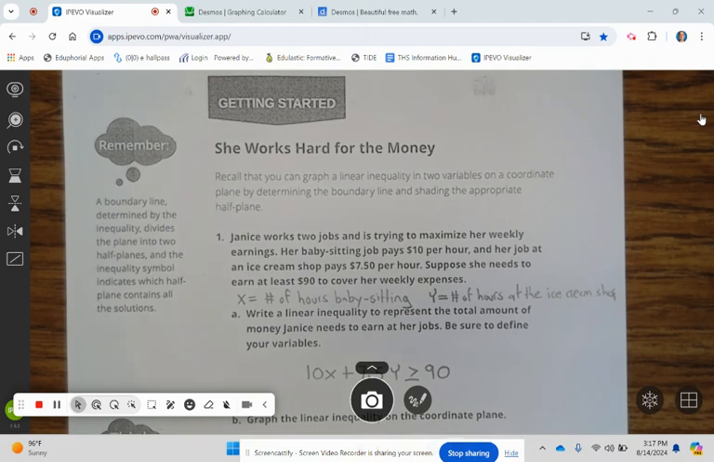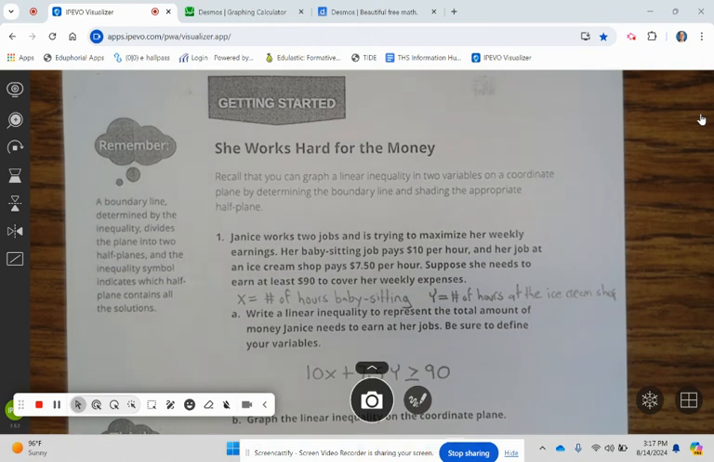1. Janice works 2 jobs and is trying to maximize her weekly earning. Her babysitting job pays $10 per hour, and her job at the ice cream shop pays $7.50 per hour. Suppose she needs to earn at least $90 to cover her weekly expenses. A. Write a linear inequality that represents the total amount of money Janice needs to earn at her jobs. Be sure to define your variables.